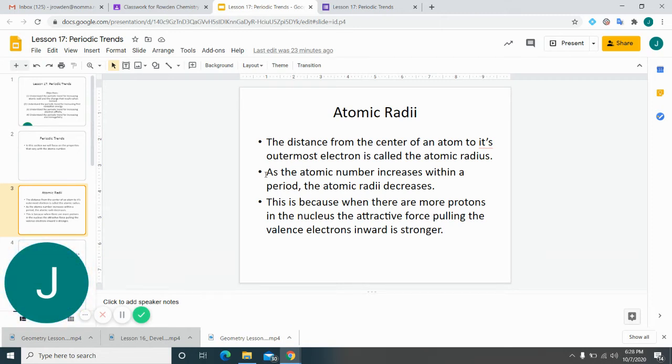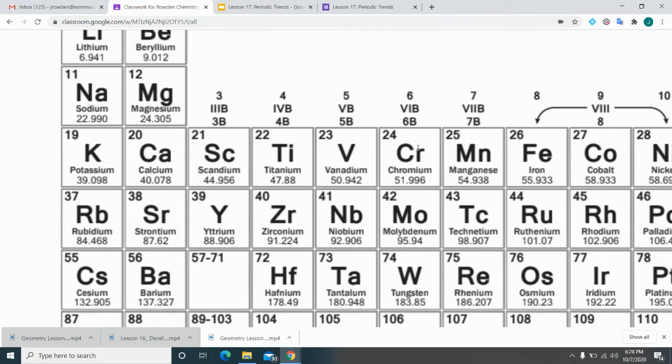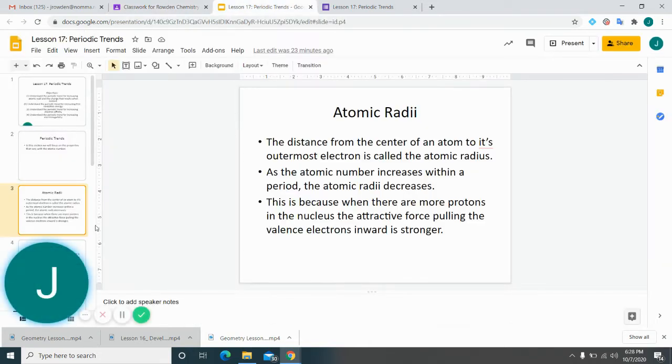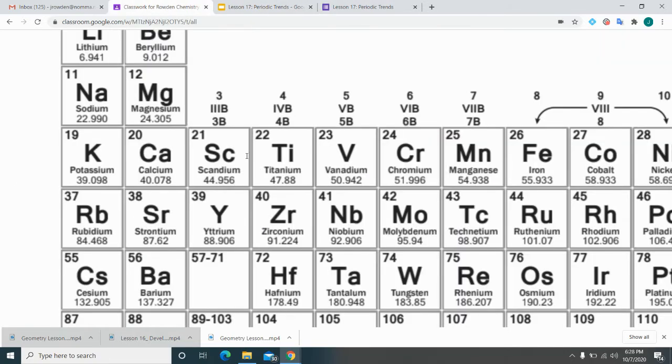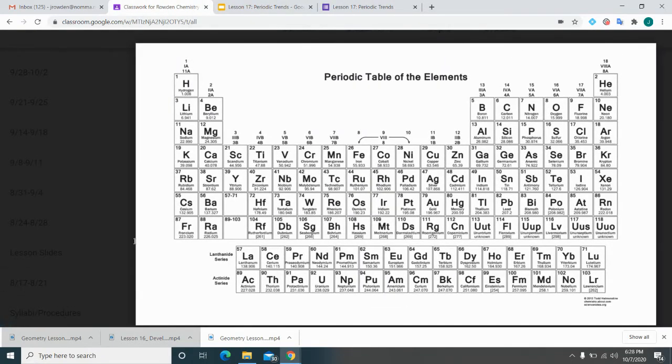So when it comes to atomic radii, as your atomic number gets bigger, the atomic radii is going to get smaller. So actually moving to the right makes your atom smaller. But then, as I said, moving down will make the atom larger. So the atomic radii increases as you go down and to the left, meaning that if you want to figure out which elements are large, the further they are down and the further they are to the left, the larger their atomic radii. So that basically would mean that francium would be the largest as far as the amount of space, the atomic radii is going to be largest for francium, and it's going to be the smallest for helium.